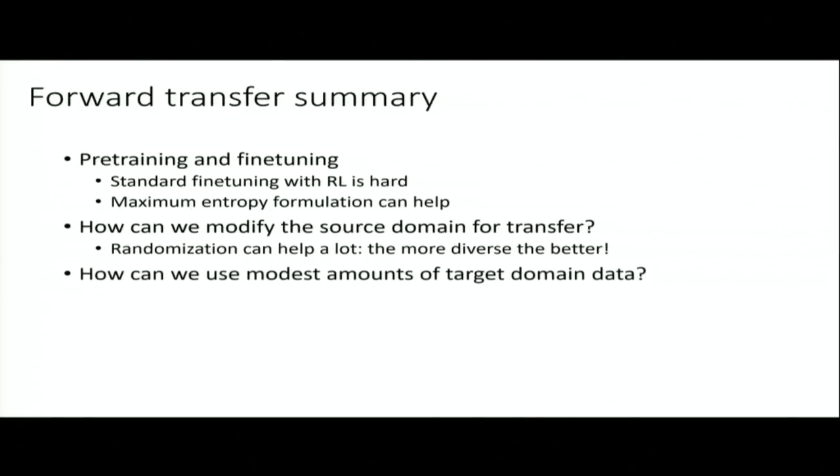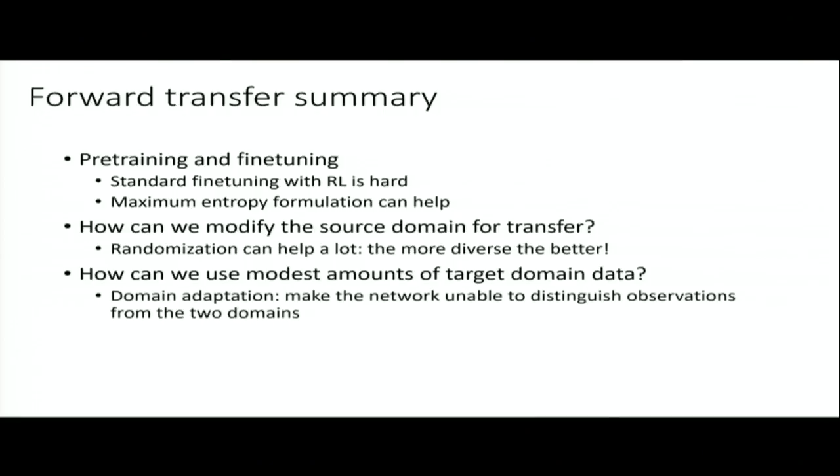And we talked about how we can use modest amounts of target domain data to perform some sort of domain adaptation. For example, you can make the features in your network such that a classifier cannot distinguish between the two domains, or you can actually directly modify the observations to make them indistinguishable between the source and target domain.